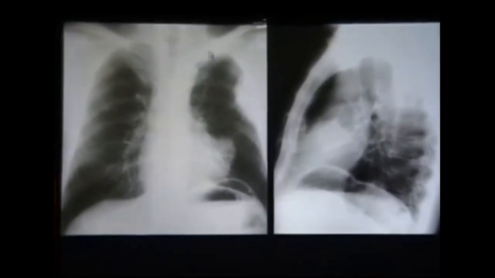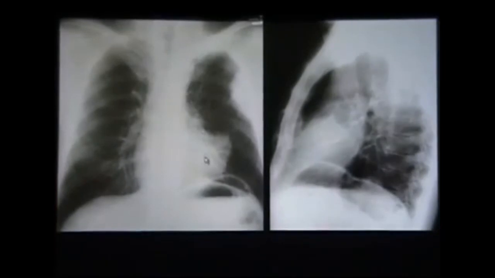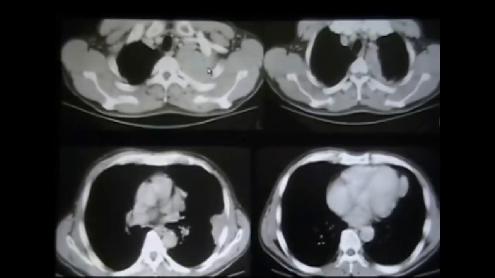Similarly, here's the chest x-ray on a different malignant thymoma with masses along the pleural surface. Here you see them up at the apex, medially, laterally, next to the heart.